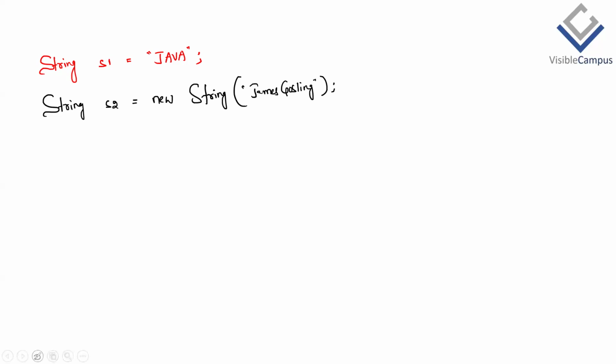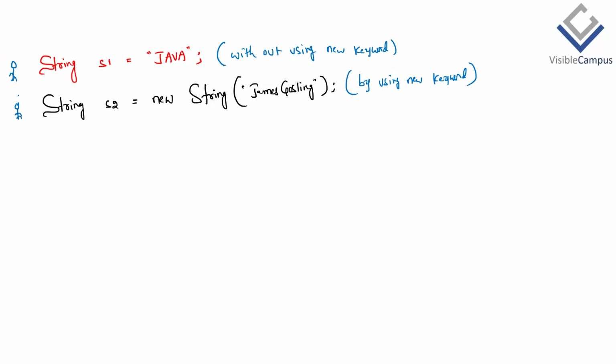One approach is without using the new keyword, and the second approach is by using the new keyword. These are the two possibilities. Then what's the difference? If we declare like this, and when JVM executes the first line and when JVM executes the second line, will there be any difference or are both the same?